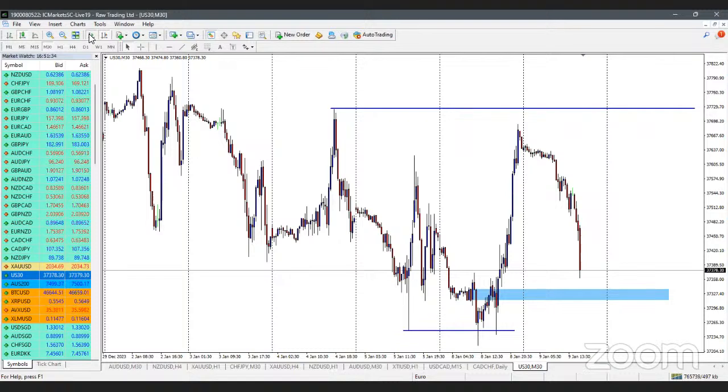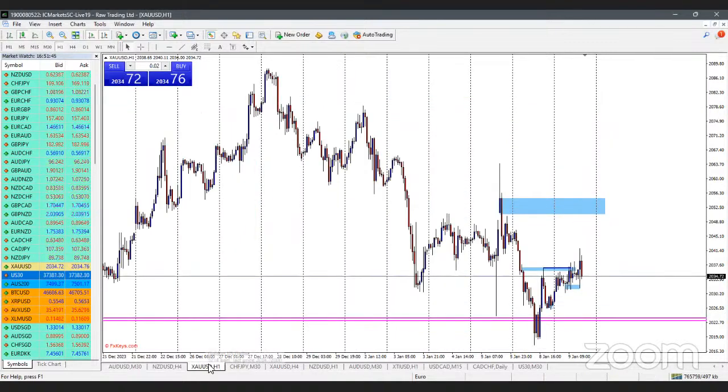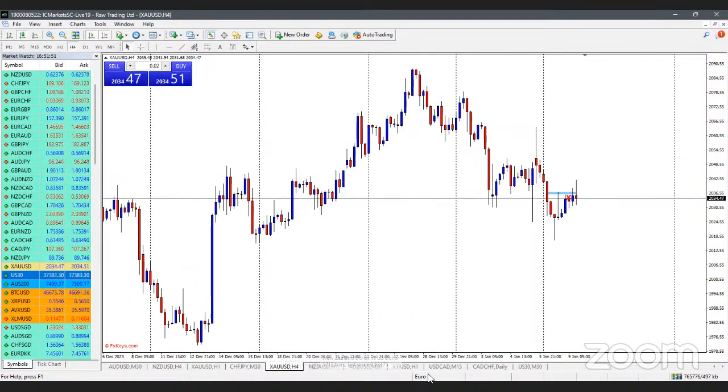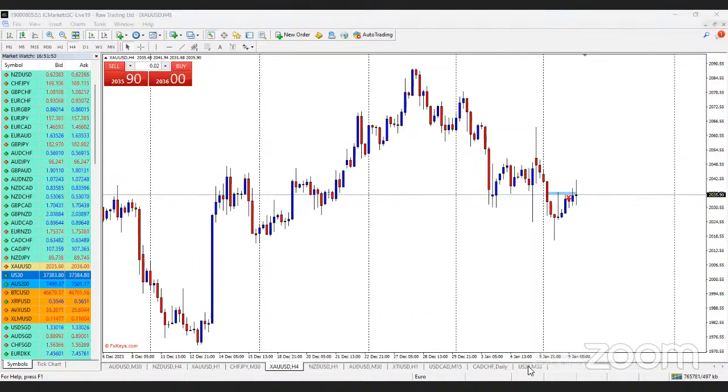Sometimes with the US 30, the correlation can be on or off with the dollar. So it can be on sentiment or off sentiment. Right now, it's pushed short, whilst other things like gold have pushed short. And then other times it's pushing long. So I don't really want to use it too much with the dollar index for correlation.